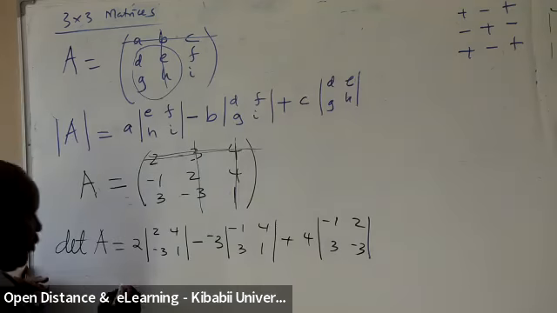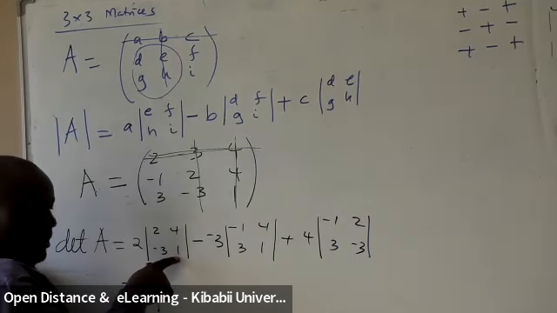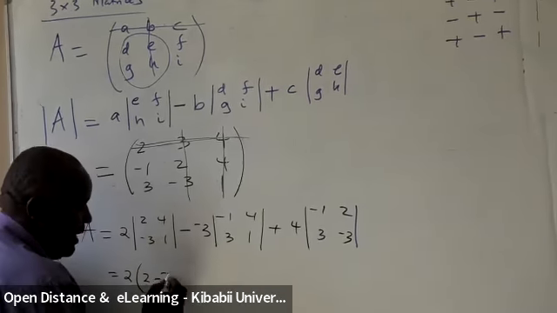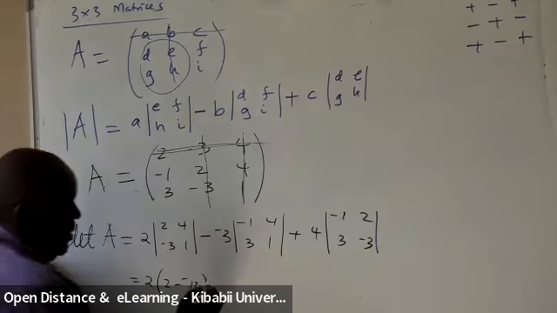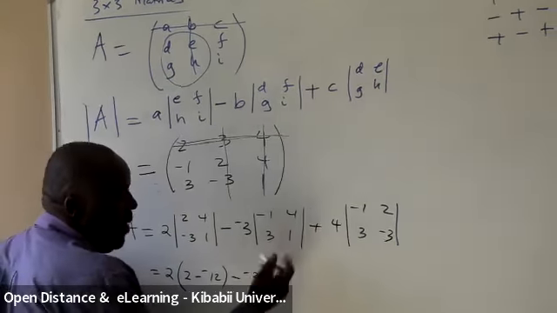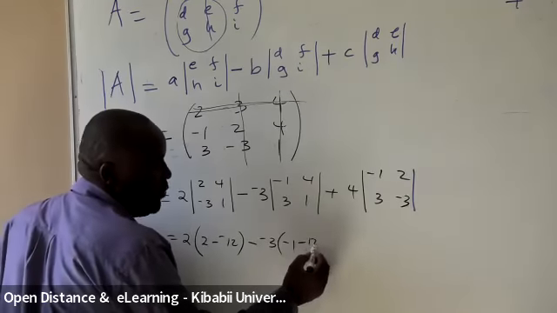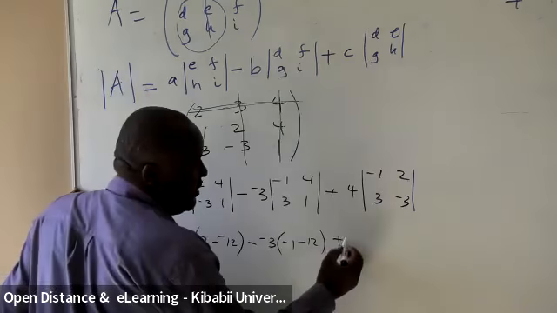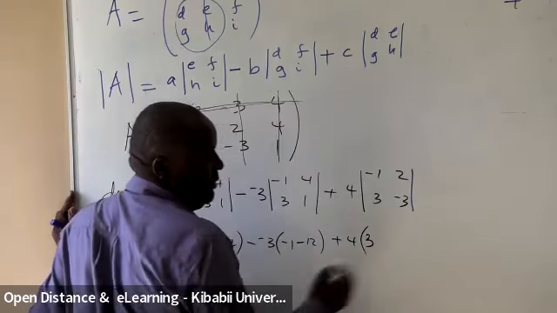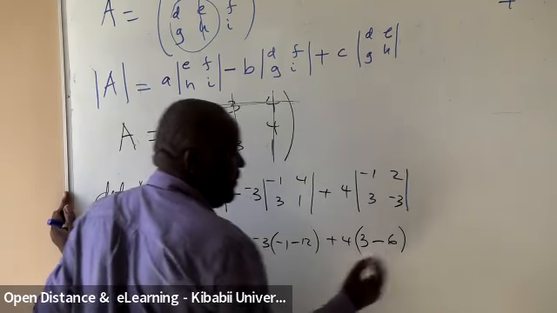So we evaluate this determinant. How do we do that? This would be equal to 2 times 2 by 1 is 2 minus 4 by -3 is -12, minus -3. We are here. -1 by 1 is -1 minus 4 by 3 is 12, plus 4. -1 by -3 is 3 minus 2 by 3 is 6.